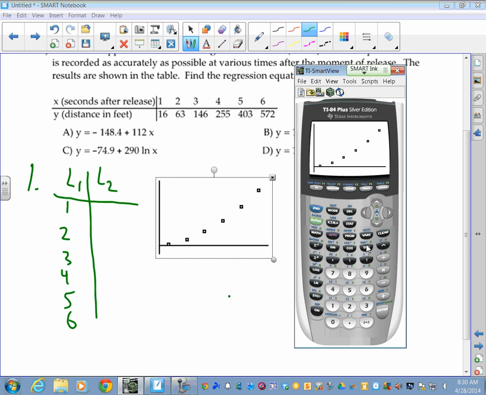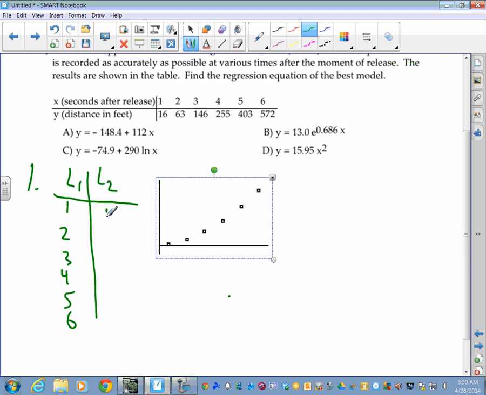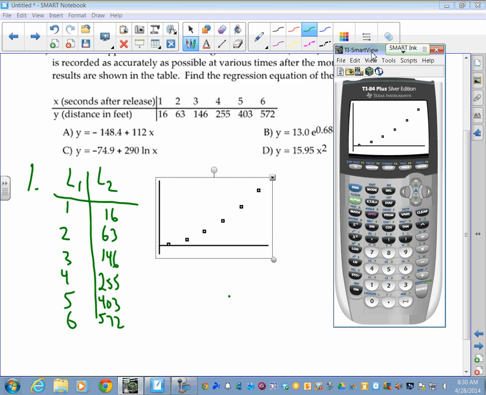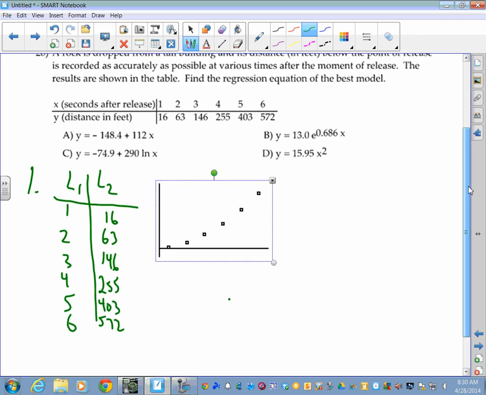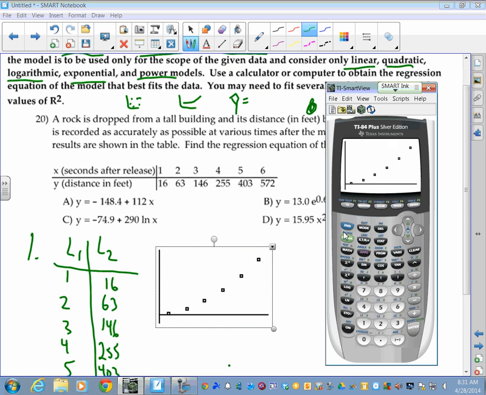You guys draw the graph? Yep. Draw the graph. Put in your information. I'm just writing this down to tell where the values go. All right, so now you have this. How do you find out your best regression? Remember, you have 5 of them to choose from. Do you remember how to do that?